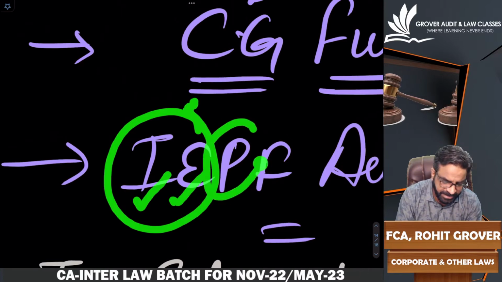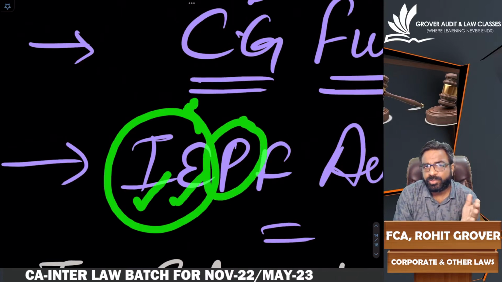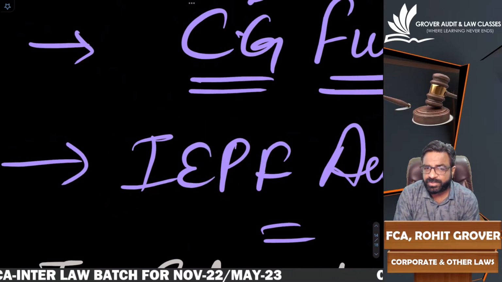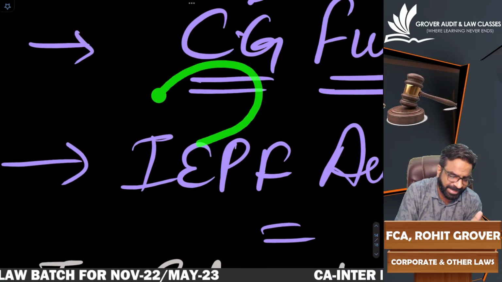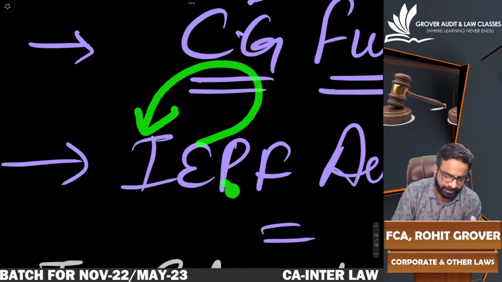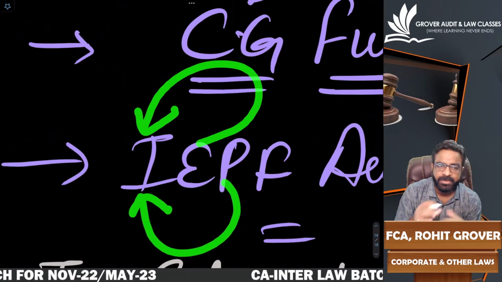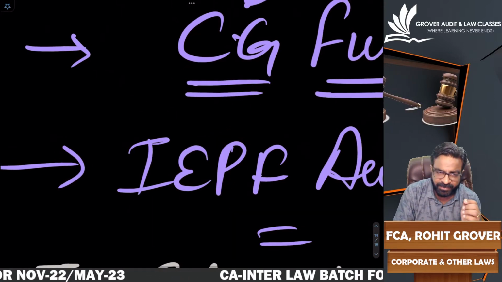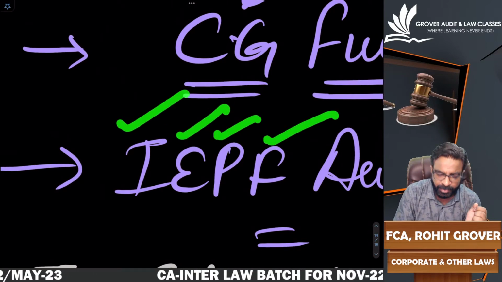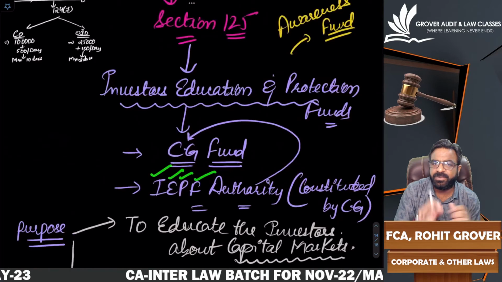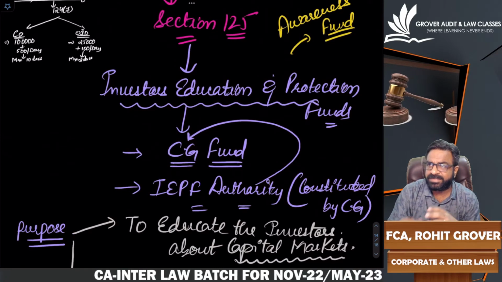And what does P stand for? Protection. So the money in this fund is also being used for the protection of investors. It means the money is used for the education of investors, and money is also used for the protection of investors. So that's why the name of the fund is Investors Education and Protection Fund. Is it crystal clear to all of you? Everyone will write yes if you all understood.